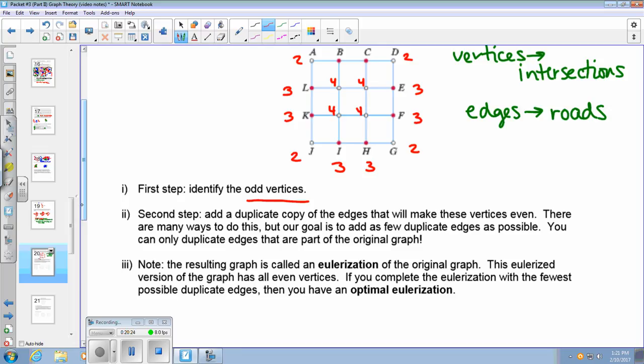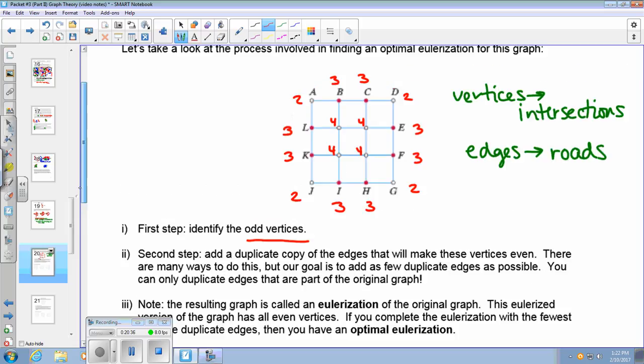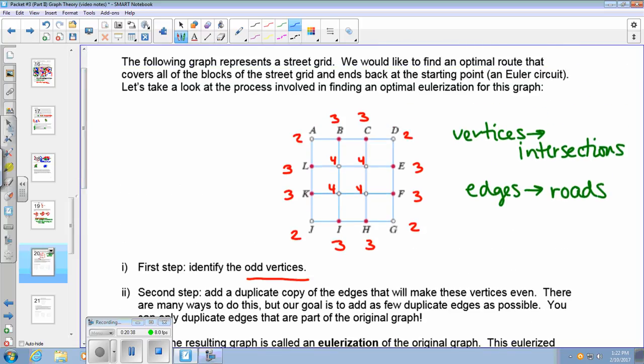Second step, we want to add a duplicate copy of the edges that will make these vertices even. There are many ways to do this, but our goal is to add as few duplicate edges as possible. And note, you can only duplicate edges that are part of the original graph. All right, so one possibility, I could duplicate edge LK, and that again indicates we're going to use that edge twice. Duplicate that one, duplicate this one, and duplicate that one.